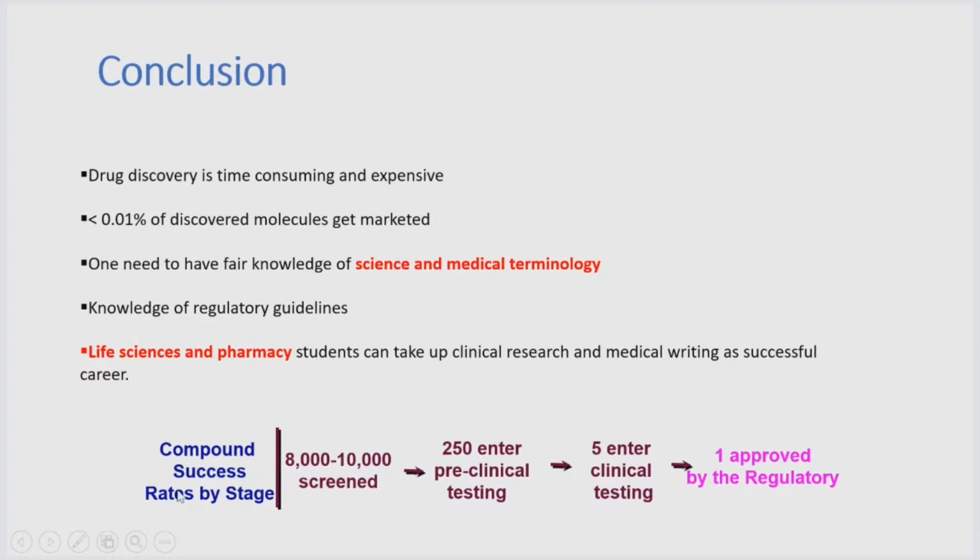This is what the success rate is like: maybe starting with 10,000 molecules, less than 250 enter preclinical testing, and then fewer than that in clinical testing, and finally one or two get approved by regulators. So just imagine how much effort has gone into this, right? That is the reason pharmas and CROs are more interested in hiring skillful people, so that their time and money can be saved.